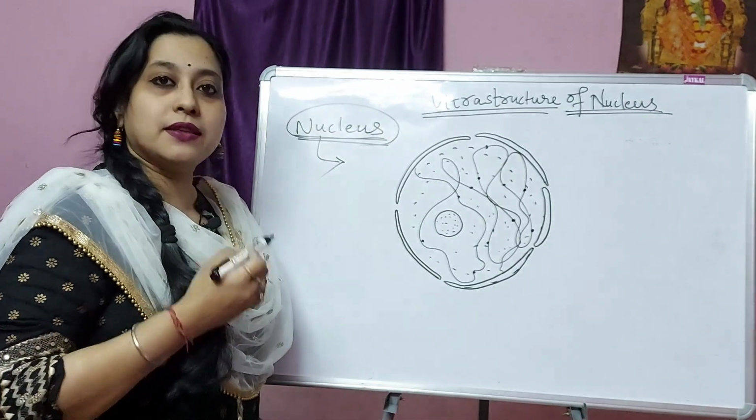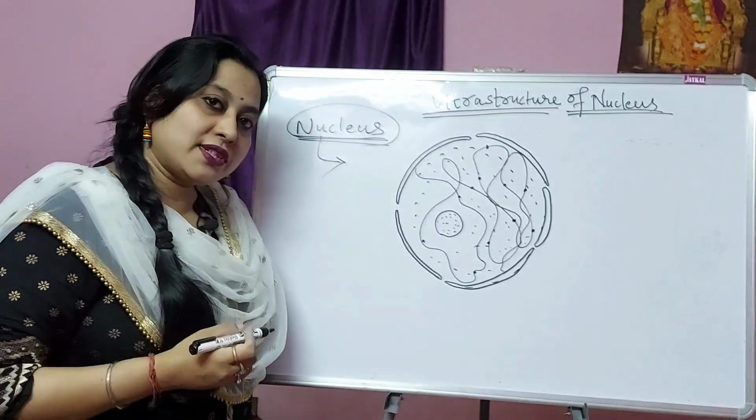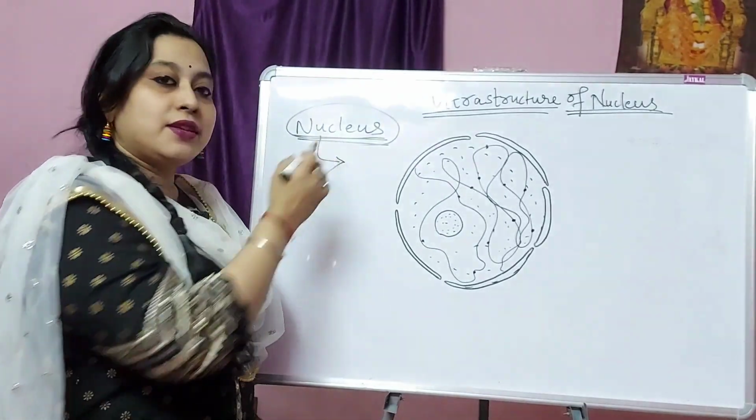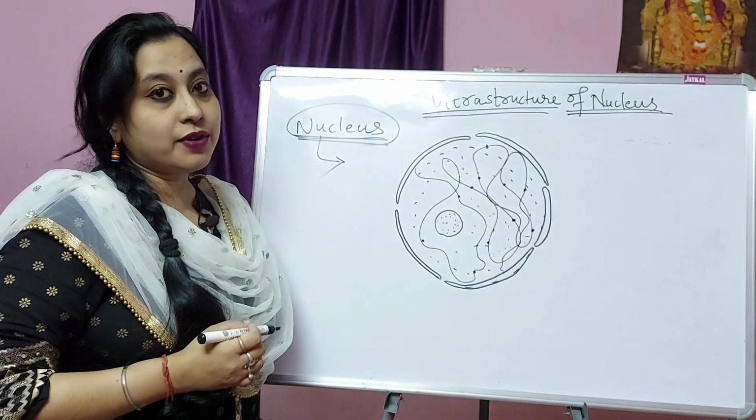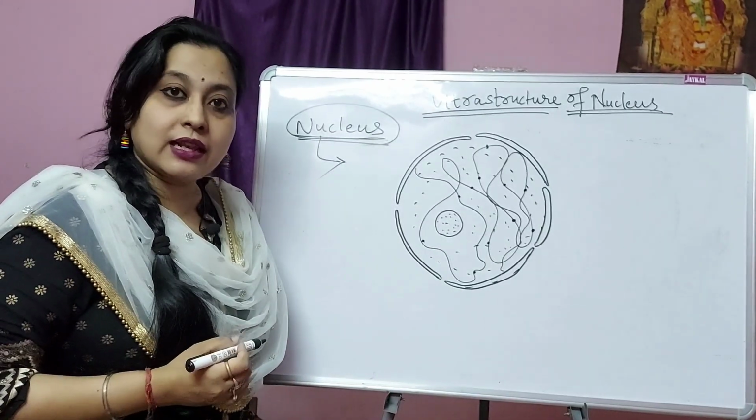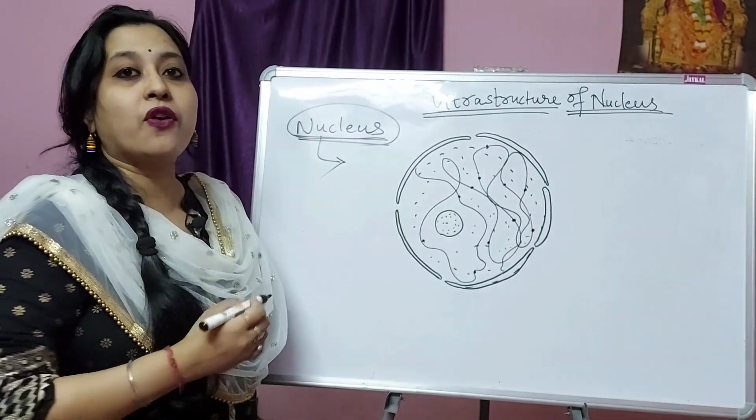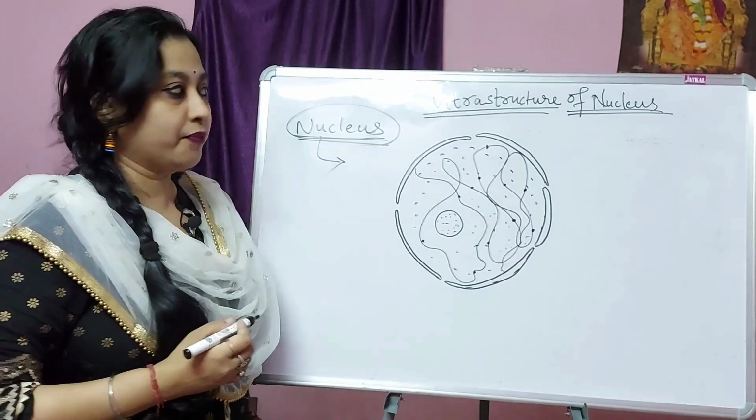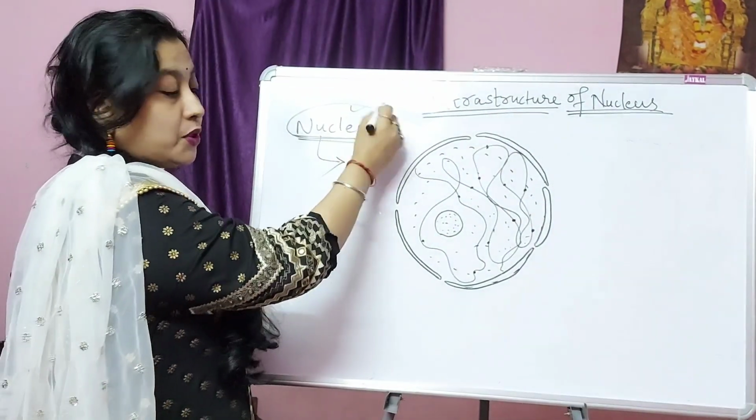As well as this, the nucleus stores genetic information. And this nucleus controls all the activities of the cell. That's why the nucleus is called the brain of the cell, an important part of the cell, because it plays a very vital role in the functioning of all the cellular activities. And now I am going to describe the different parts of the nucleus.